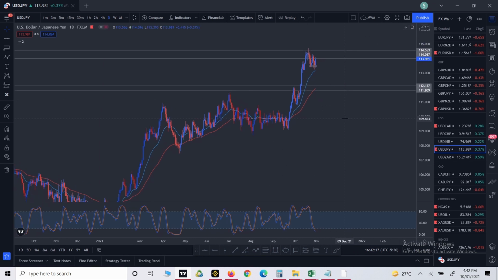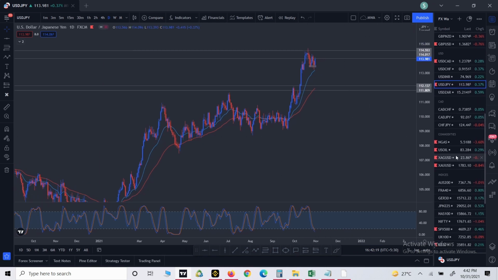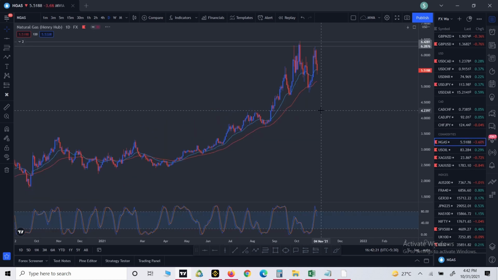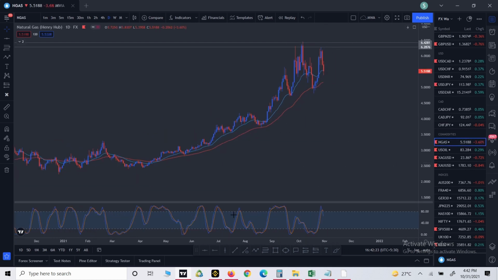So these are going to be two possible scenarios on USDJPY. Next, we are going to talk about natural gas.